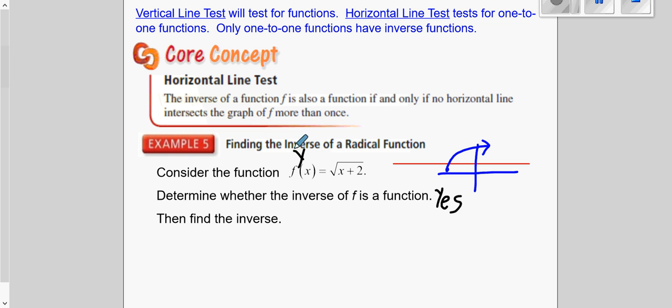So replacing f of x with y, we have y equals square root of x plus 2. To find the inverse, we rewrite it with x and y in opposite places. They switch places. So we get x equals square root of y plus 2. And solve for y. The y plus 2 is all inside the square root, so square both sides. That undoes the radical. So we get x squared equals y plus 2.